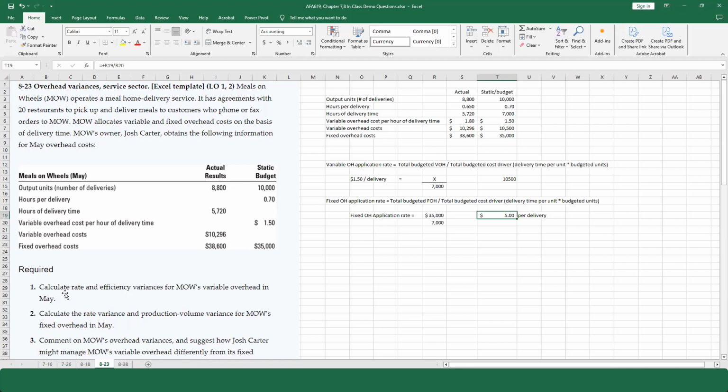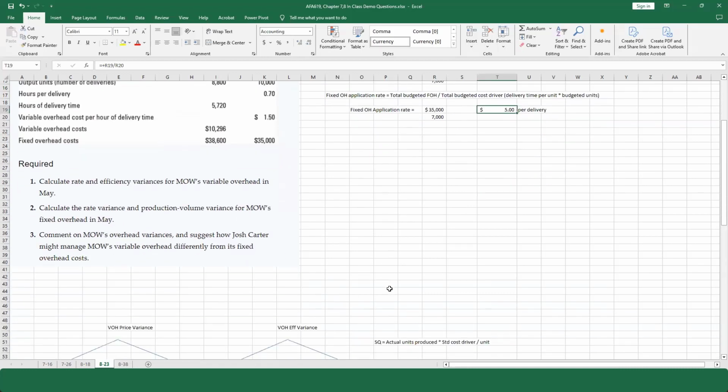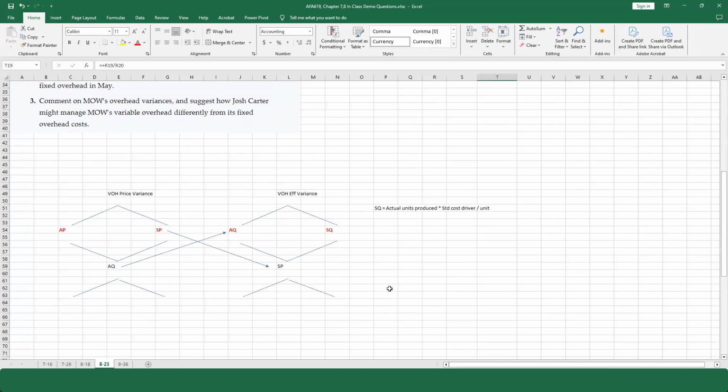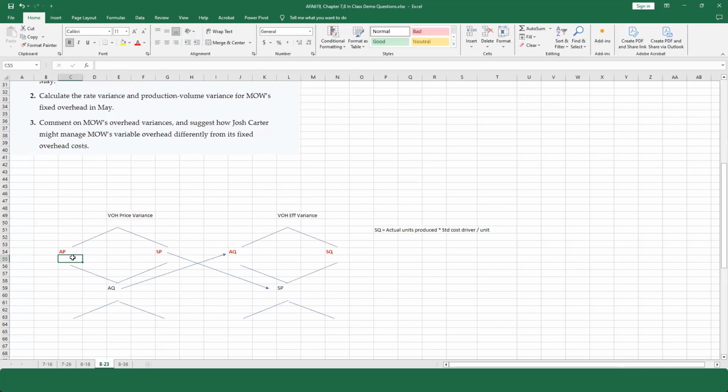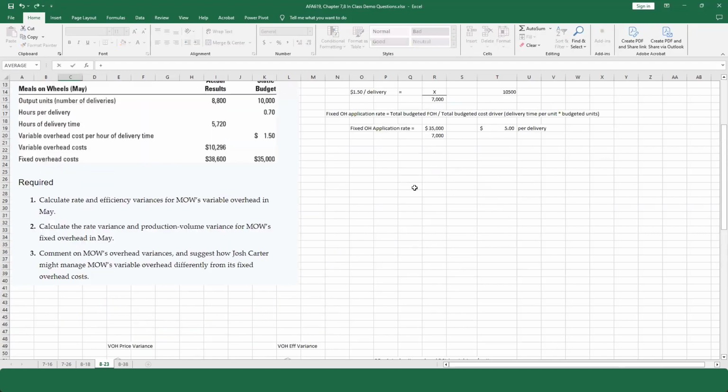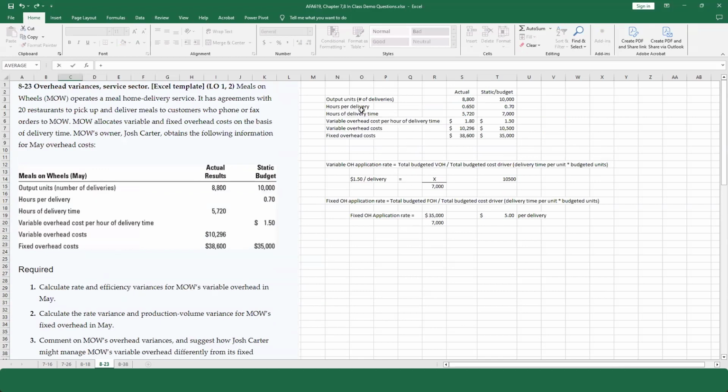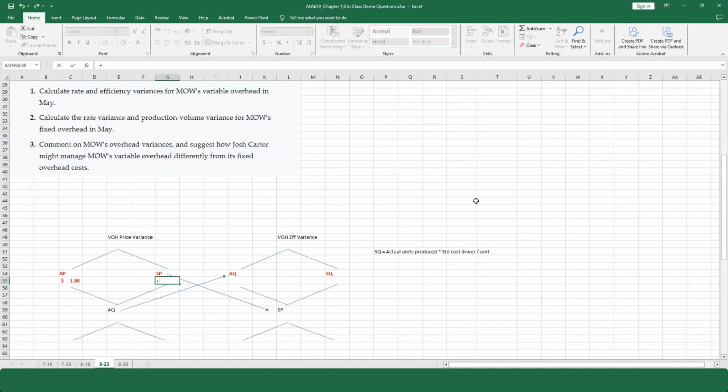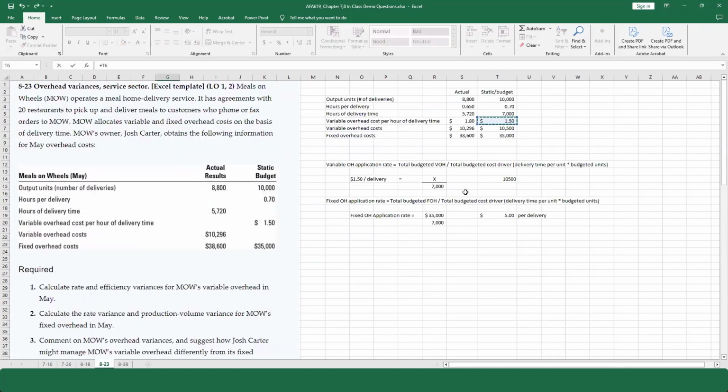Now, it says calculate the rate and efficiency variances for the variable overhead in May. We can use the diamond approach. So this is exactly the same. We're going to do the variable overhead price variance and the variable overhead efficiency variance. So this is the actual price. But what this really is the application rate. If we're doing variable overhead, we need the actual application rate. So the actual application rate is $1.80. Standard application rate is $1.50.